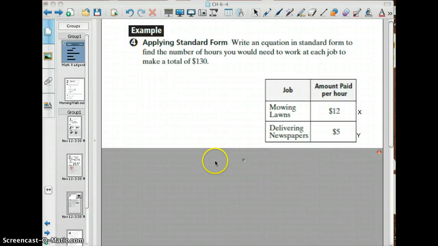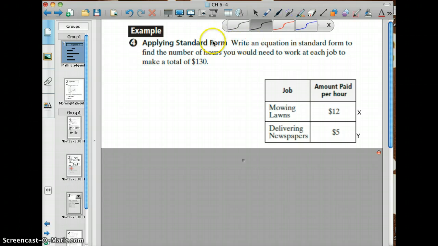All right, ladies and gentlemen, our last example here. We are looking at using and applying standard form. So we're going to write an equation in standard form for the number of hours I need to work each job to make $130. Okay, so you can see here I've already identified x is going to be the number of hours I work mowing the lawn, and y is going to be the number of hours I deliver papers.